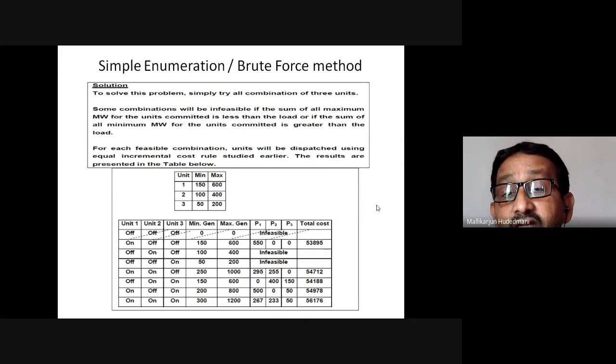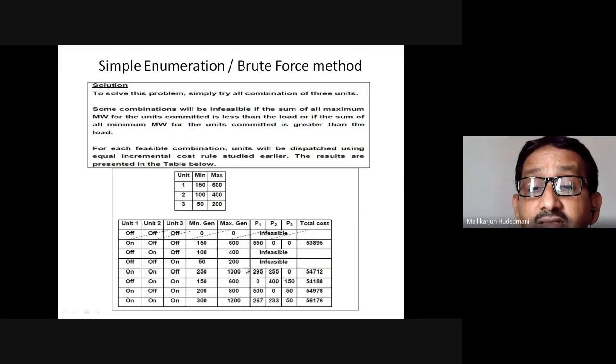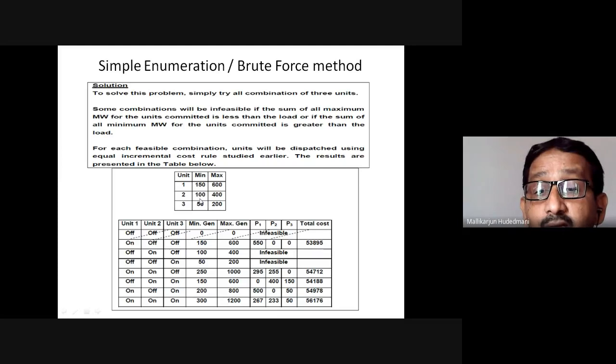I will try to list them down. The first unit has a minimum of 150 megawatt, as you can see here, and 600 megawatt maximum. The second has 100 megawatt minimum, 400 megawatt maximum. The third has 50 megawatt minimum, 200 megawatt maximum. So: 150 minimum, 600 maximum; 100 minimum, 400 maximum; and 50, 200 combination.